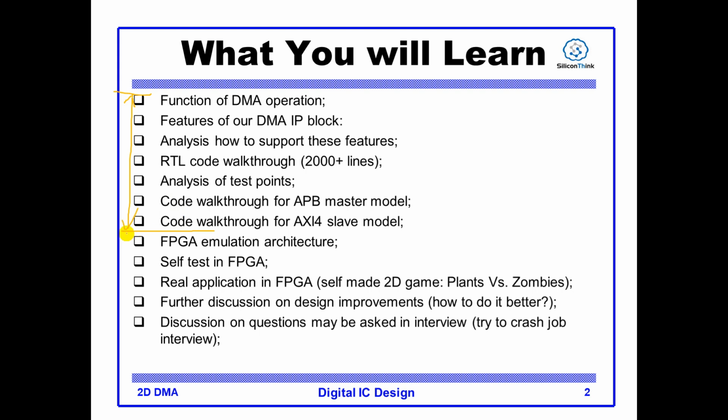After that, we will try to do the FPGA emulation. So for the steps after, you need to have a FPGA board. So I will introduce how to integrate this IP block in a FPGA. I will use Zynq 7010 FPGA device. After the integration, we will first do self-test and then the real application, that is the 2D game, Plants vs. Zombies.